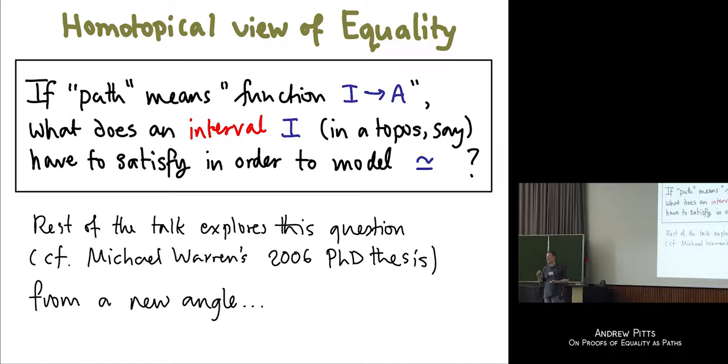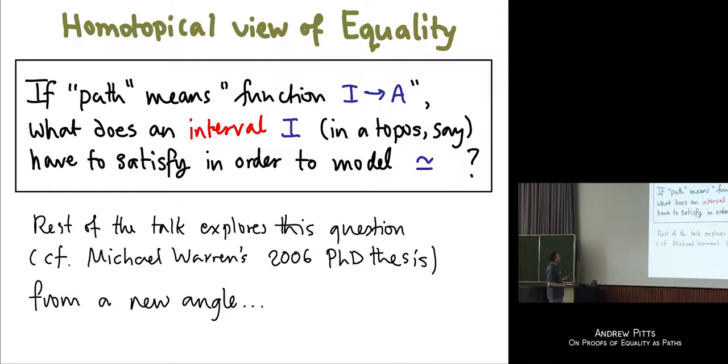You could say that a big part of Michael Warren's PhD thesis from 2006 is about that kind of question. But the answer I'm going to give you, I think, is a new answer, as far as I know. Anyway, experts in the audience can tell me whether it looks like something they've already seen. Okay. And I'm going to say interval object in a topos.